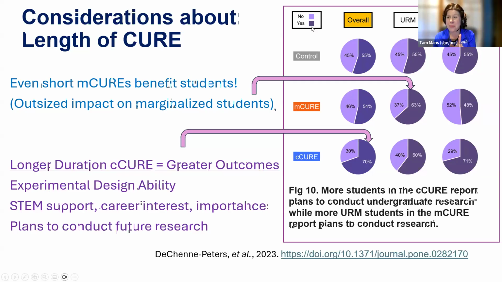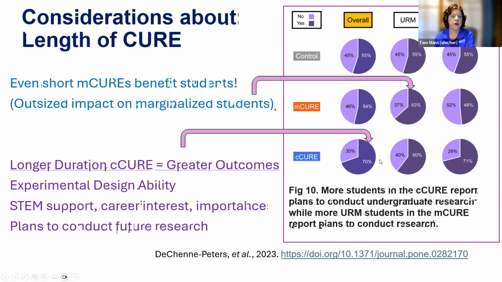You're looking at the dark purple. Dark purple is good. So dark purple is students who are planning to conduct more research. And what we found is that the students who had the experience of doing a short CURE, who were from underrepresented groups, had a much higher rate that they planned to do more research. And overall, though, more is better. It is true that more is better.